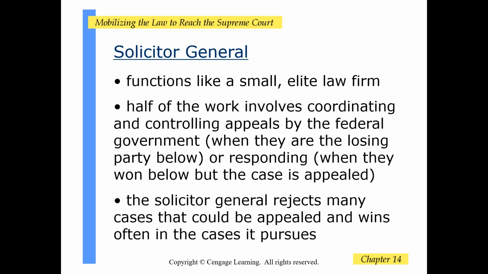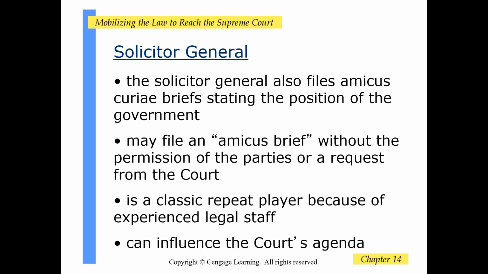Half of the work involves coordinating and controlling appeals by the federal government when they are the losing party below, or responding to appeals when they won below but the case is appealed. The Solicitor General rejects many cases that could be appealed and wins often in the cases it pursues. The Solicitor General also files amicus curiae briefs stating the position of the government.